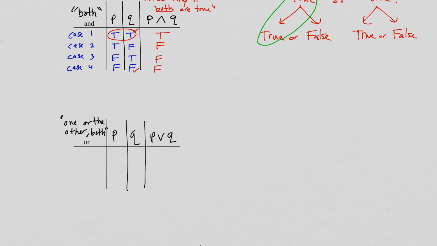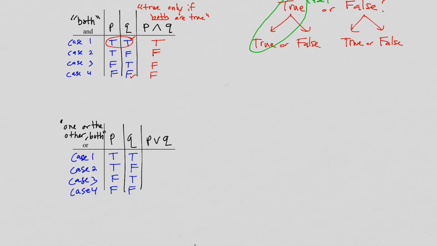Let's first write our cases. Case 1, case 2, case 3, case 4. So case 1, remember, is two truths, then true false, false true, just reverse those, and the last one is false false. All right. So for P or Q, for the OR statement to be true, we're going to put true if any are true. If any are true, because it means if one is true or the other is true, or both.